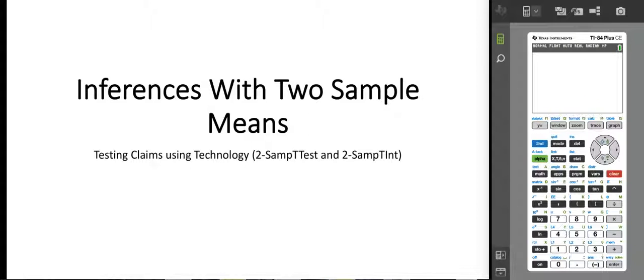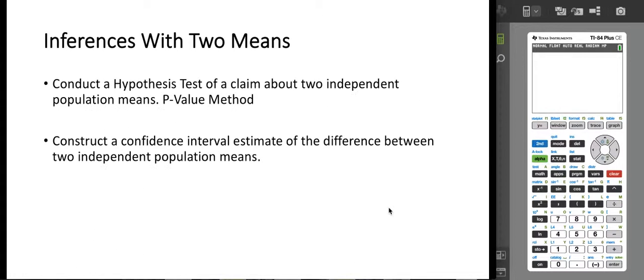Hi everybody, we're talking about inferences with two sample means. What we're going to be doing in this screencast is testing claims using technology, specifically our TI-84 graphing calculators. We're going to be using the two sample t-test and the two sample t-interval on our graphing calculators.